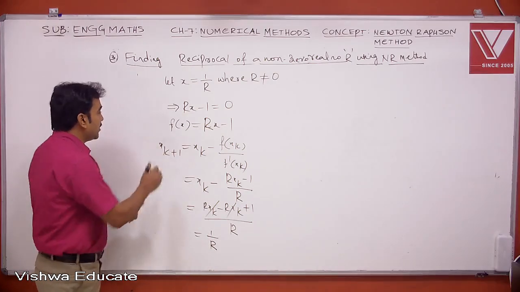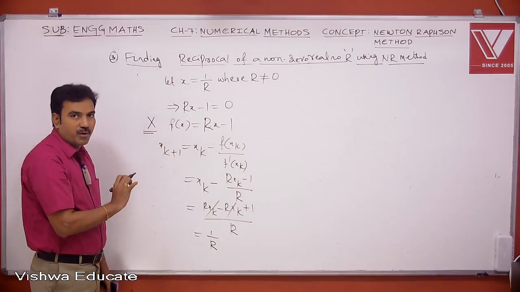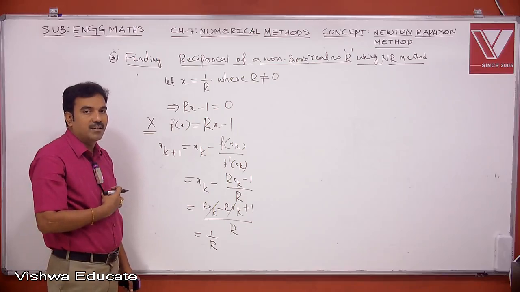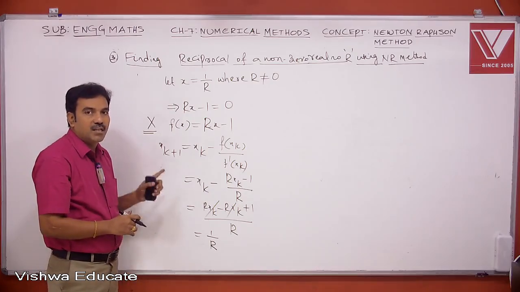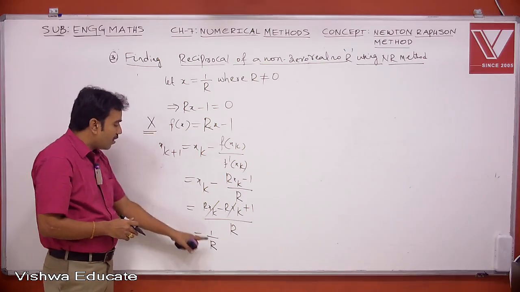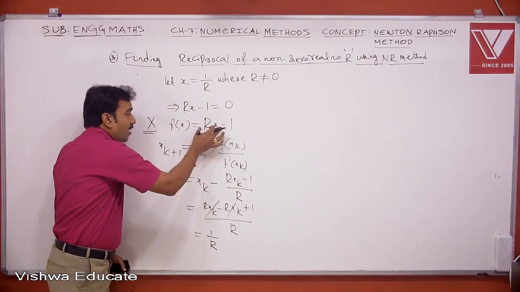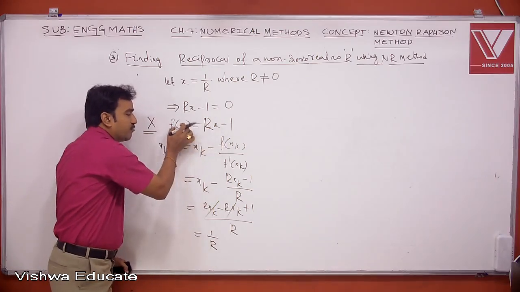So therefore this is a wrong choice for f of x. It's a wrong choice. Got this point? Hope you understand. In Newton-Raphson method, you must always get xk plus 1 in terms of xk. It's a recurrence relation. But here we got constant expression 1 by r for xk plus 1. That's why rx minus 1 is a bad choice for f of x.